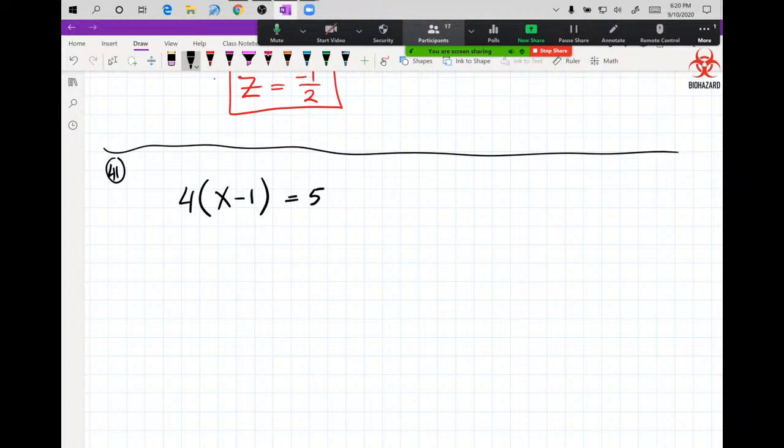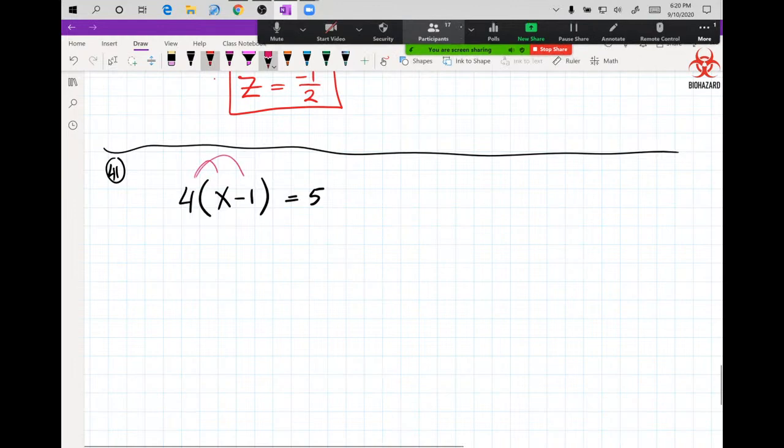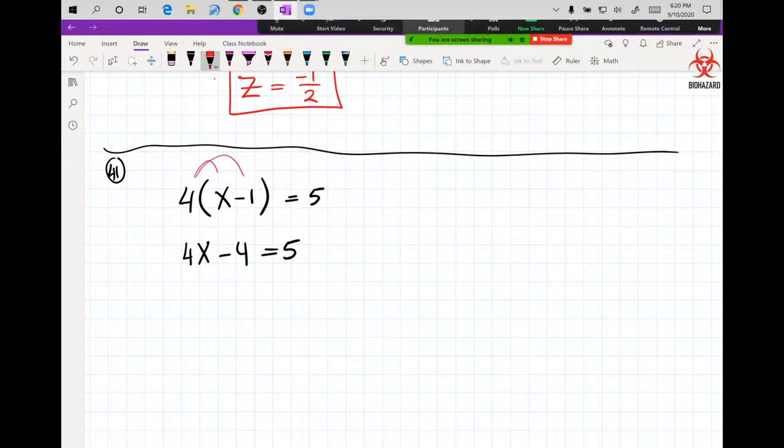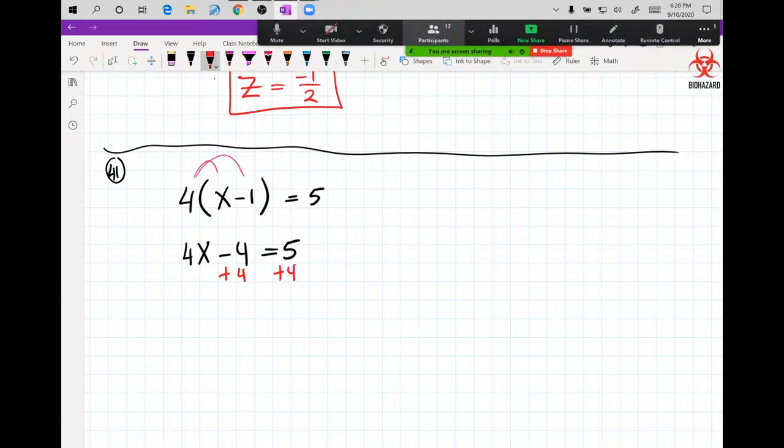What do you suppose we could do here? Okay, that's one of the ways. Perfect. We can do that. So distribute the 4. And what do we get? Beautiful. Equals 5. Now what? Add 4. Yes, opposite, right? Because it was minus. All good.